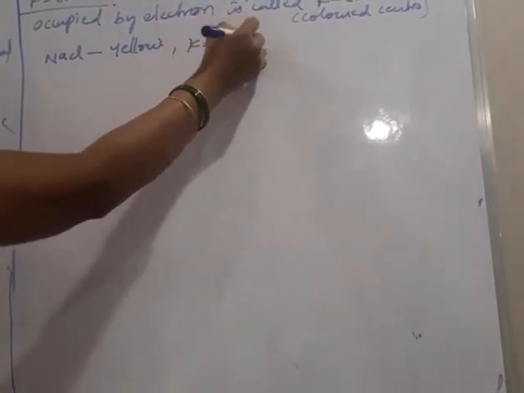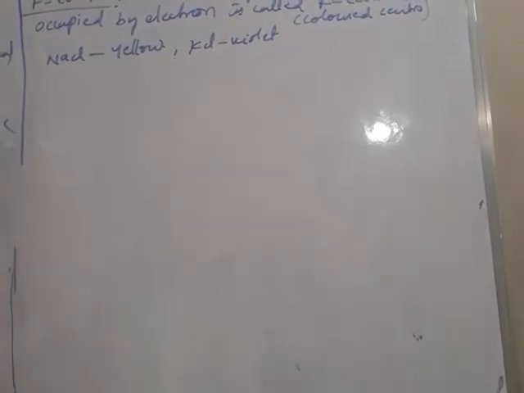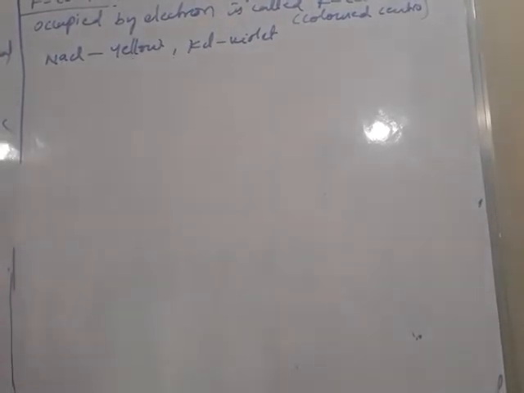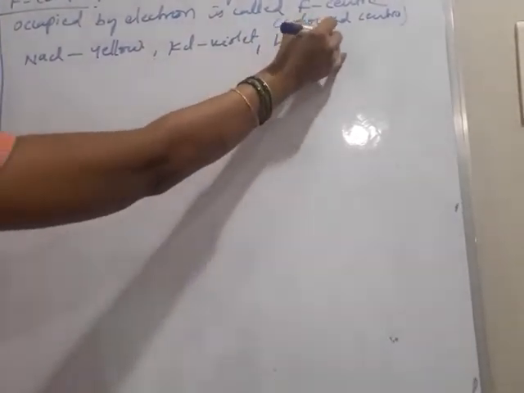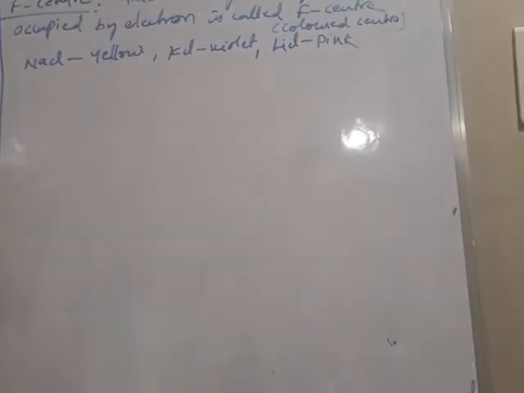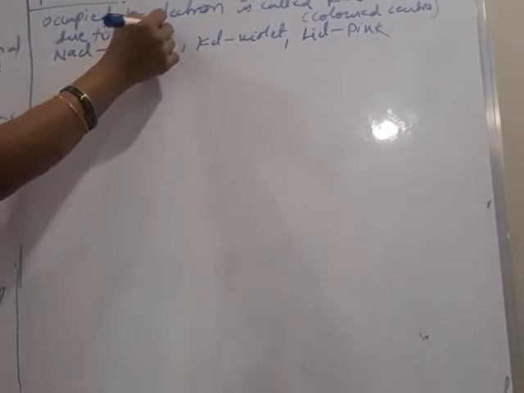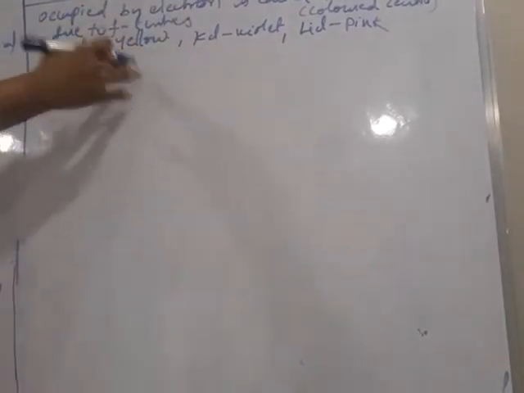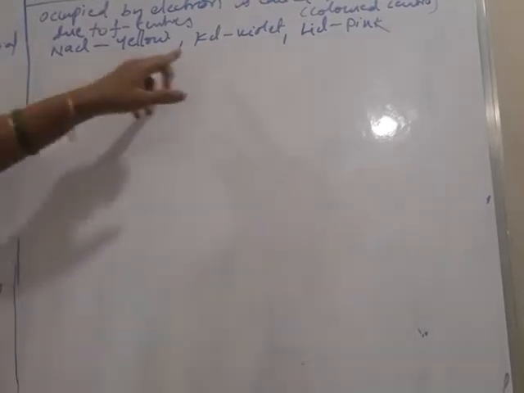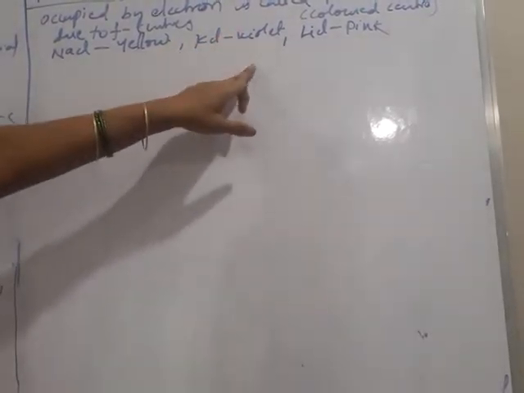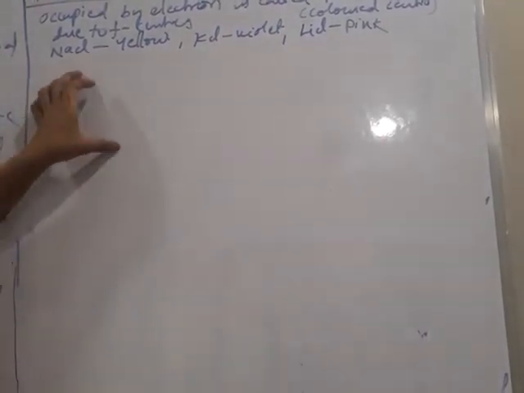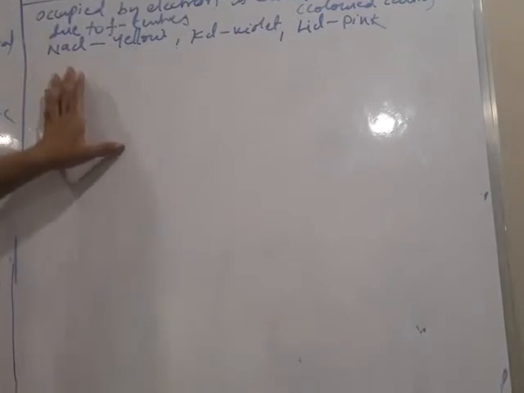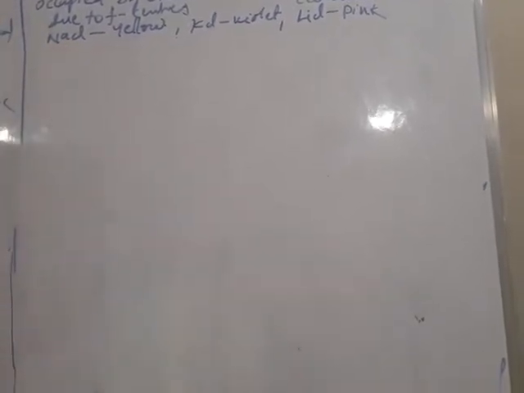KCl, potassium chloride, is violet in color, and lithium chloride is pink in color. So due to F centers, NaCl appears yellow, KCl appears violet, and lithium chloride appears pink. So this is metal excess defect due to anion vacancy.